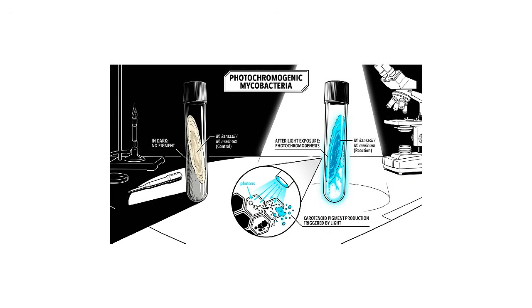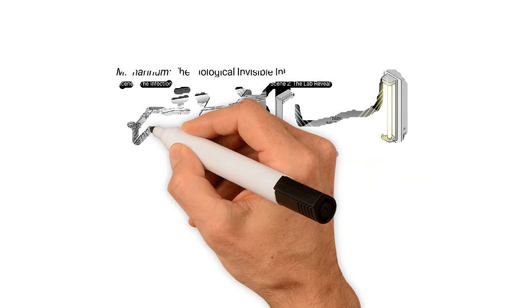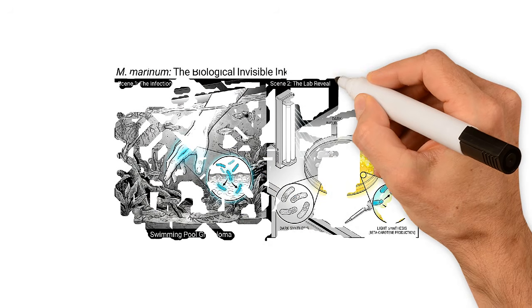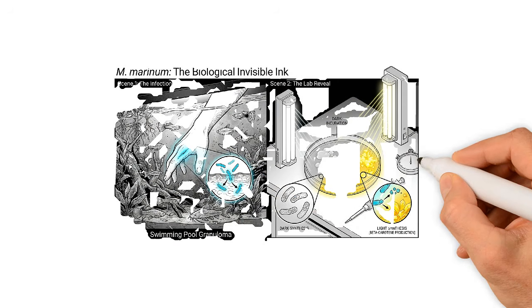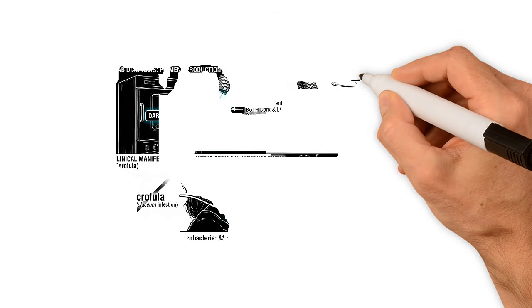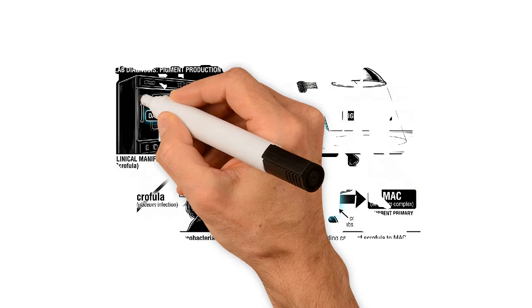Take M. marinum. It lives in inadequately chlorinated freshwater and fish tanks. A small cut on your hand while cleaning your aquarium, it gets in, causing what doctors call a swimming pool granuloma. In the lab, streak it onto a plate, leave it in a dark incubator, colonies grow completely pale. The moment you expose that plate to fluorescent light, the bacteria synthesize beta-carotene crystals, and within hours those pale colonies turn a brilliant deep yellow. Biological invisible ink.